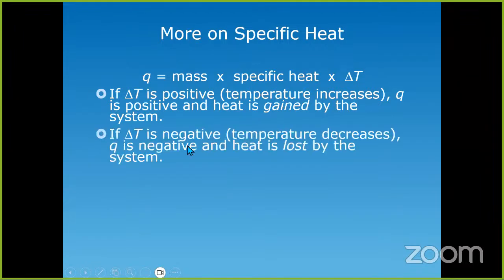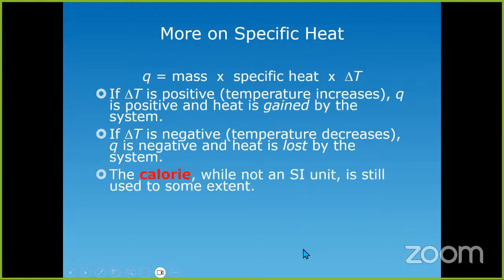Then the opposite is true, of course. If delta T is negative, which means that the final temperature is less than the initial temperature, then Q is negative, which means that the system is losing heat, all right? So that's basically how we interpret the signs associated with the heat change of a system as it relates to the change in temperature.